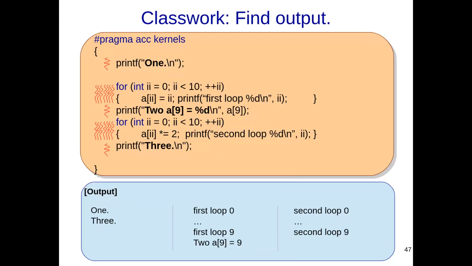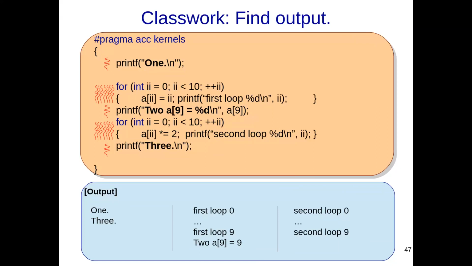But the compiler is deciding that since there is data dependence and the data is already available on the GPU itself, let this printing of A of 9, that is 2 A of 9, happen on the GPU itself by launching another kernel with a single thread, and that is anyway going to get executed after the first kernel is executed, and therefore 2 of 9 is going to get printed after all of the first loops are printed.